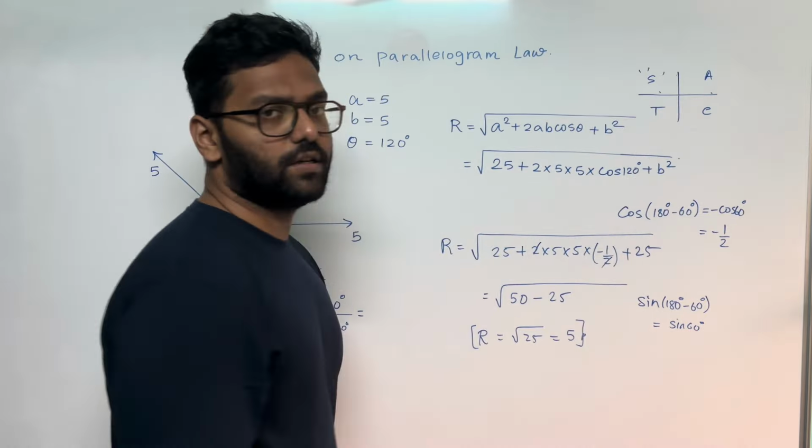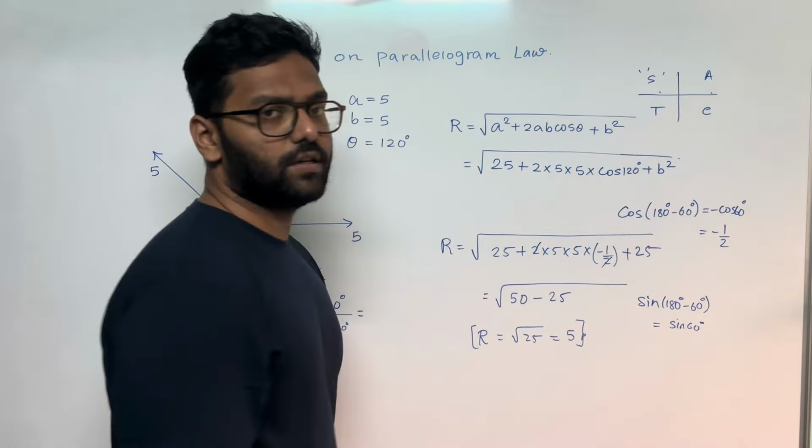Now sine 60 is root 3 by 2, so I can write 5 root 3 by 2 divided by 5 minus 5 by 2, because cos 120 is minus 1 by 2. This is the value of cos 120. Now multiply numerator and denominator by 2. I will get 5 root 3 upon 10 minus 5, so this is going to be 5. So we are getting root 3 as the answer for tan alpha.